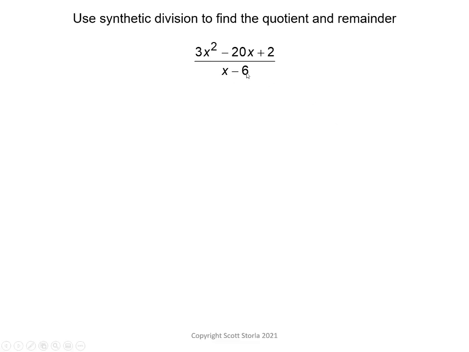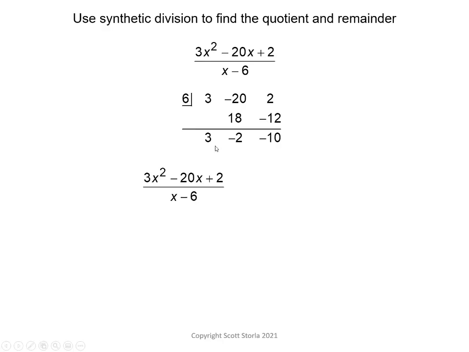Our divisor is a difference, so I'll start with my 6. I'll draw my line. My coefficients will be 3, negative 20, and 2. I'll drop my 3 below the line. I'll multiply to get 18 and add to get negative 2. I'll multiply to get negative 12 and add to get negative 10. And since I'm dividing a second degree by a first degree, my coefficient will be 3x and then minus 2 with a remainder of negative 10.